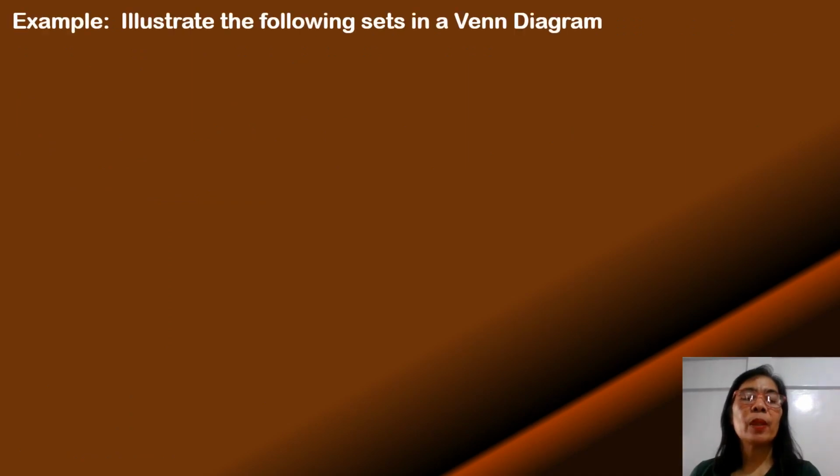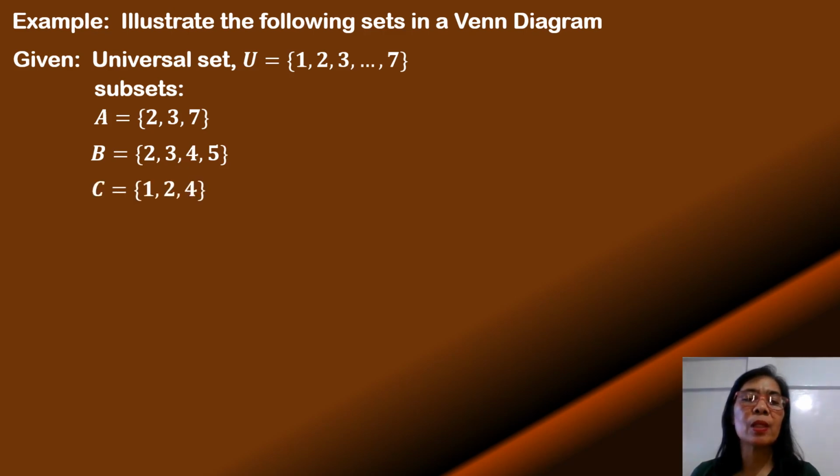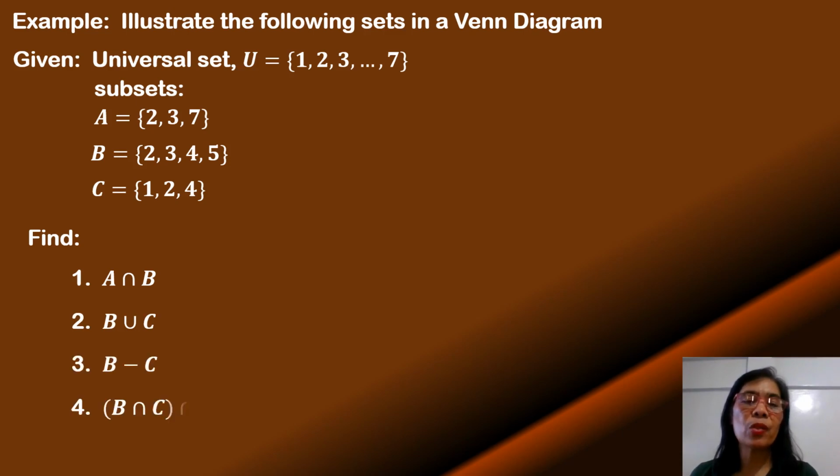Here is a problem. Illustrate the following sets in a Venn diagram. Given the universal set whose elements are the counting numbers 1, 2, 3, 4, 5, 6, 7. Subset A has elements 2, 3, 7. B has elements 2, 3, 4, 5. And C has elements 1, 2, and 4. We are required to find A intersection B, B union C, B minus C, B intersection C intersection A, and the complement of B.